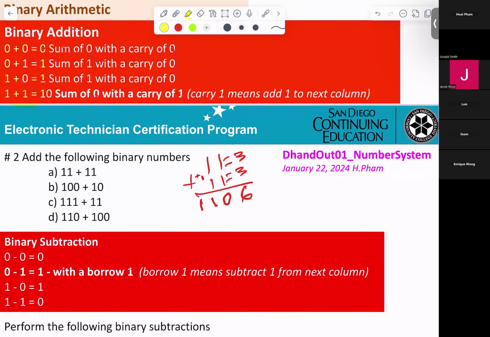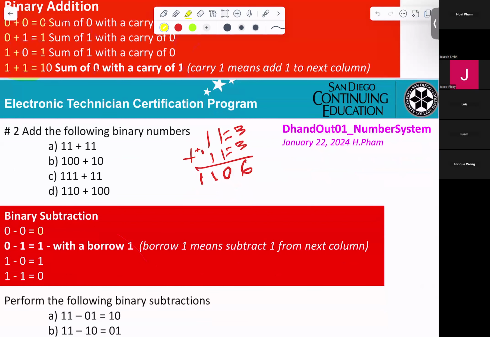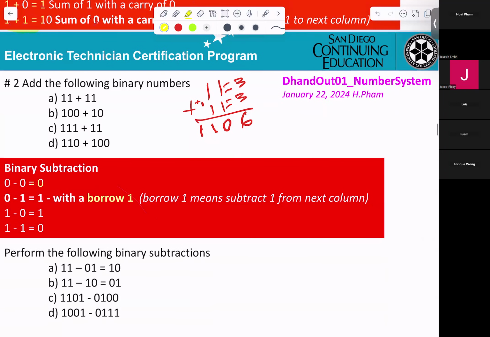Okay, now subtraction. 0 minus 0, you get 0. 0 minus 1, you get a 1 with the borrow 1. Now, what does that mean? Borrow 1 means subtract 1 from the next column. Okay? 1 minus 0, 1. 1 minus 1 is 0. Okay? And this is the example I gave you. You try to do.